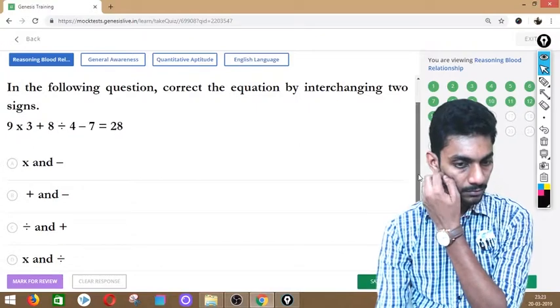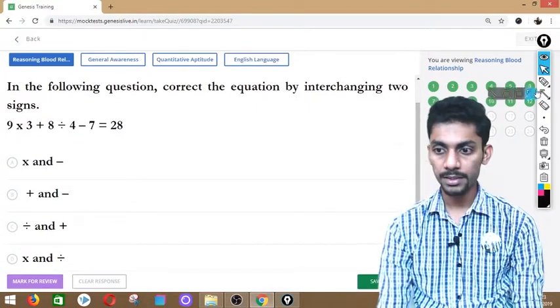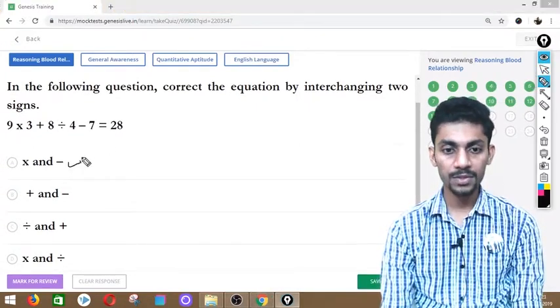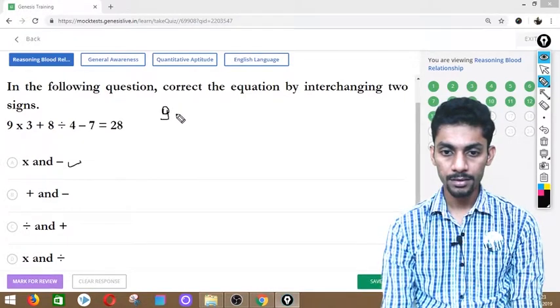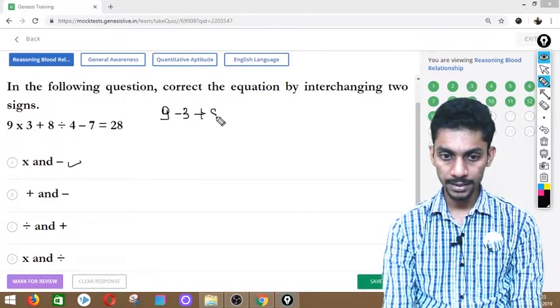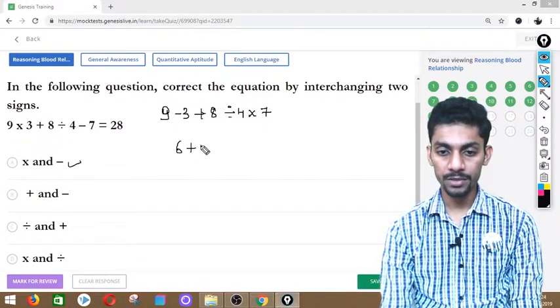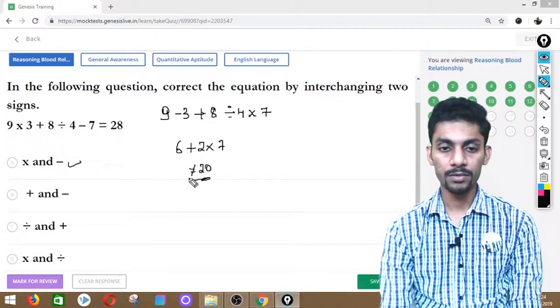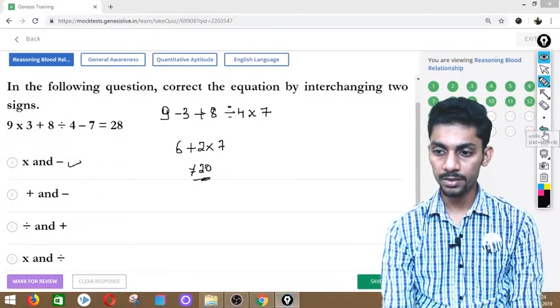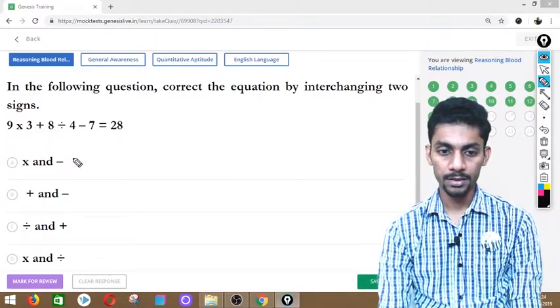Next one. In the following question, correct the equation. Okay. First one we'll take. So 9 minus 3 plus 8 divided by 4 into 7. So 9 minus 3 is 6, plus 8 by 4 is 2, into 7. 7 into 2 is 14. 14 plus 6 is 20. So that is not equal to 28. So that is not possible. So option A is wrong.